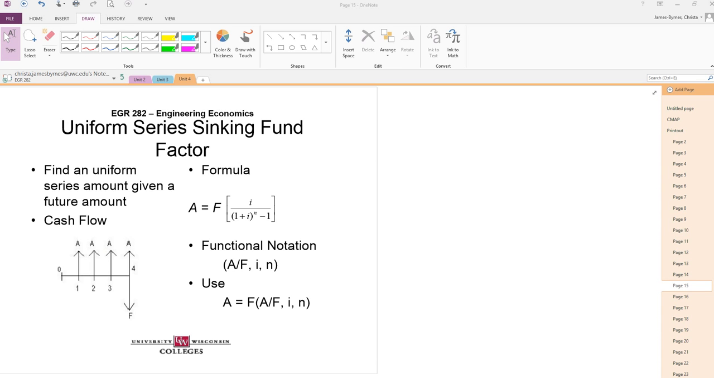Alrighty, on to our next formula. This is called the sinking fund formula. In this one, what we're going to do is find an A given an F. So where would we use that?